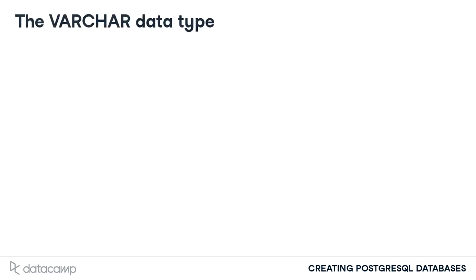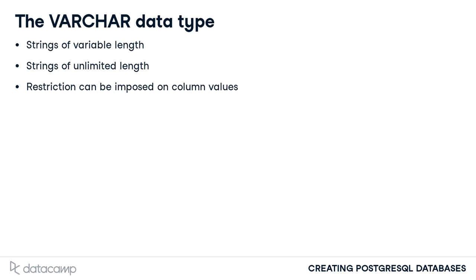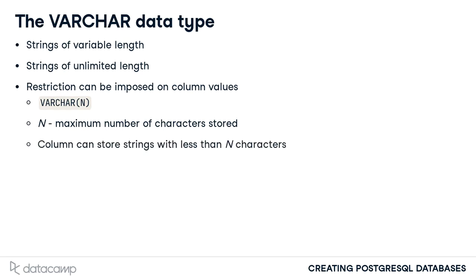The varchar data type can store strings of variable and unlimited length. This may sound similar to the text data type that was just discussed. However, the varchar type has an additional feature which allows restrictions to be placed on these data values. This restriction can be introduced by following the varchar type specification with the number n enclosed in parentheses. Such a declaration limits the column to only store strings of a maximum length of n characters. The varchar type does allow strings that are less than n characters to be stored in the column. However, attempting to insert a string with a length greater than n will result in an error.